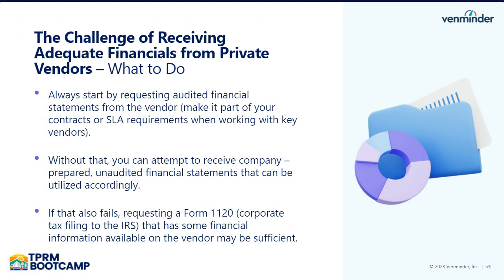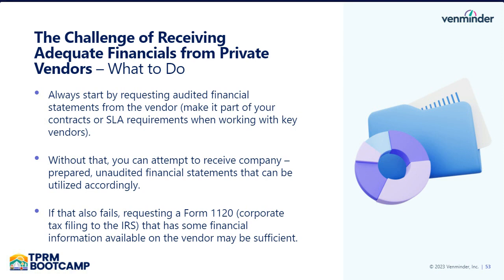So what to do when you, again, are facing challenges from private vendors. You always want to start with that gold standard request for the financials. If you don't get the audited financials, or you don't have language within your contracts that require a vendor to provide you that, you can try to ask for unaudited company prepared financials that will still help you get a long way. Obviously, data depth may be different from that, but you can utilize those accordingly in your program.